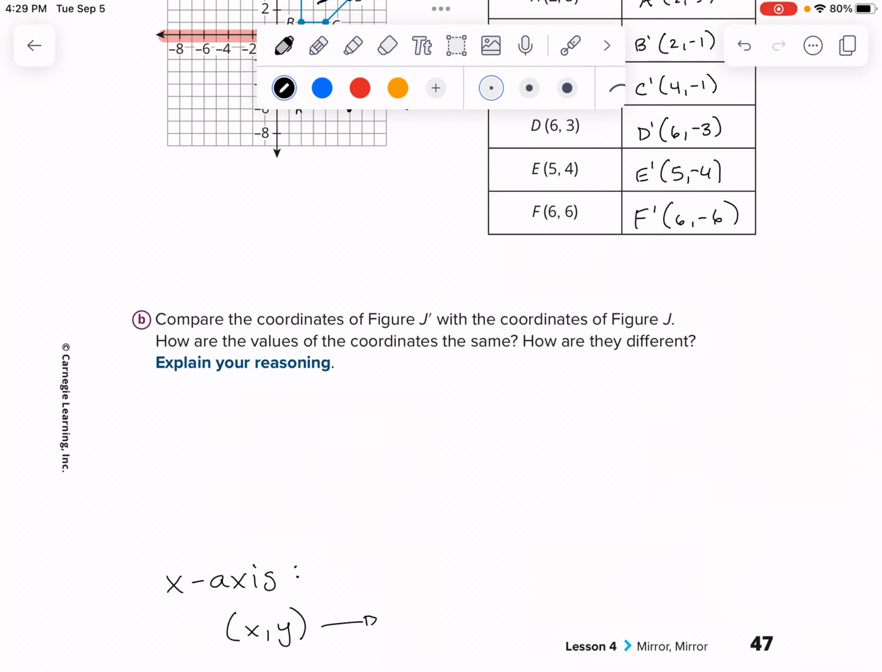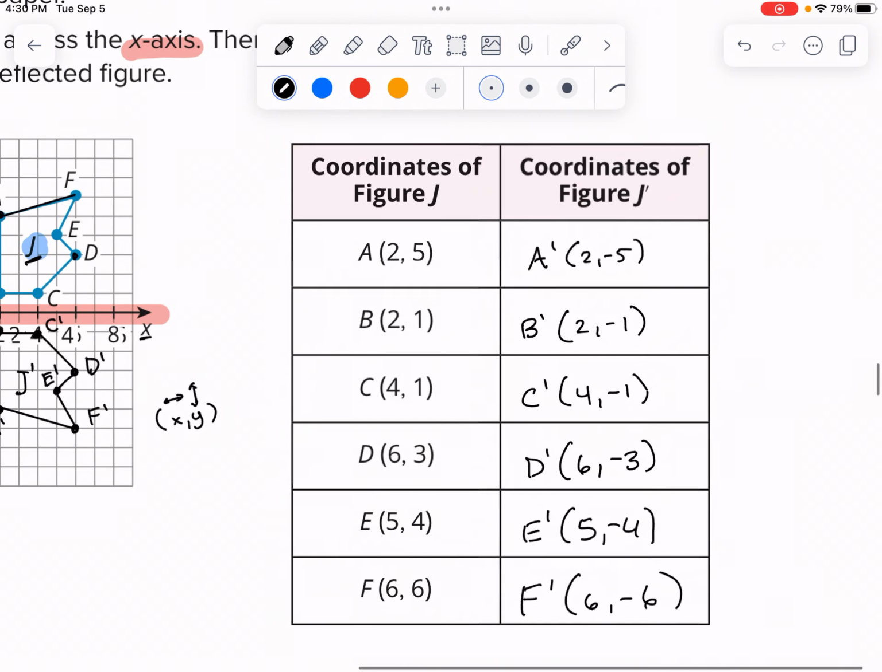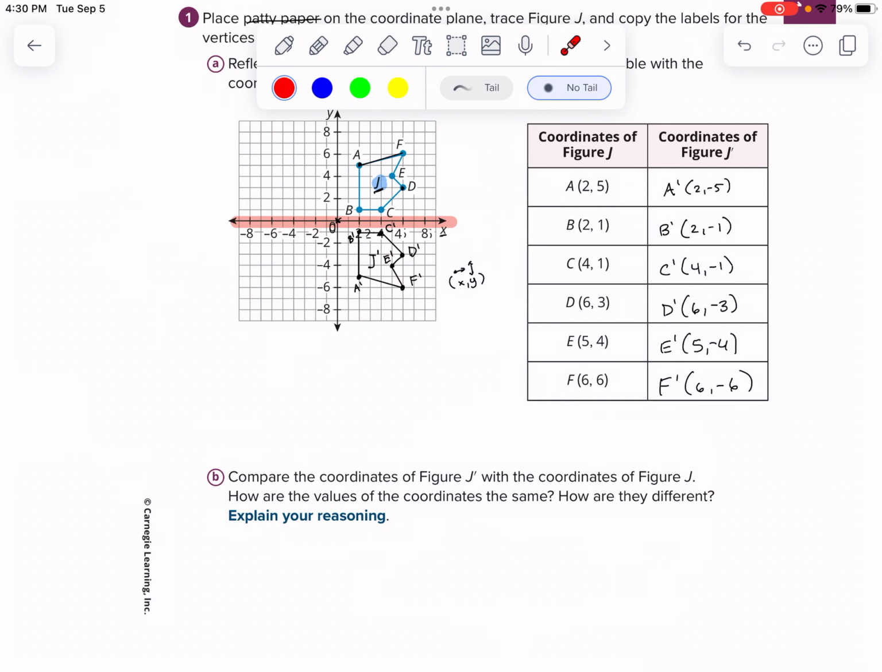So compare the coordinates of J prime with the coordinates of figure J. How are the values of the coordinates the same? How are they different? This is something that we notice in our guided notes as well. What do we notice from A to A prime, B to B prime, and so on? Do we see anything that's the same? So I'm looking at this. This is 2, 5. This is 2, -5. B is 2, 1. B prime is 2, -1. And it looks like all this is correct.